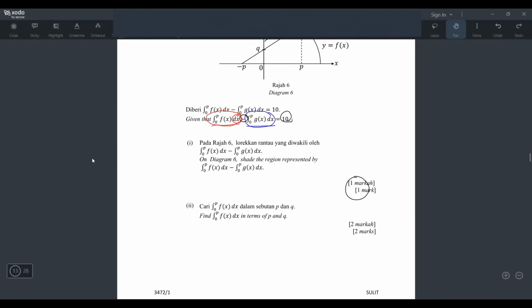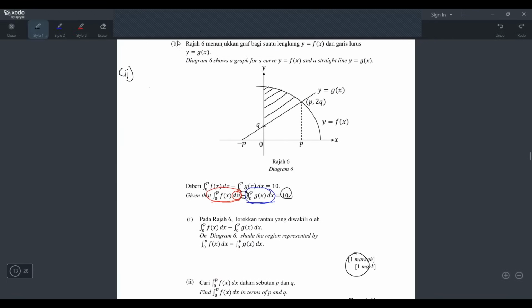Find the integral from 0 to p of f(x) dx in terms of p and q. So let's write down integrate towards x, right? Towards x, and it's curve or straight line? Curve, right? Because f(x), and then from 0 to p. So I want to find what area now. Let's use red color to find out what's the region. So integrate curve towards x. Curve is the f(x), this one, and then towards x-axis from 0 to p. So they're asking us to find this area. You understand? This area, right?